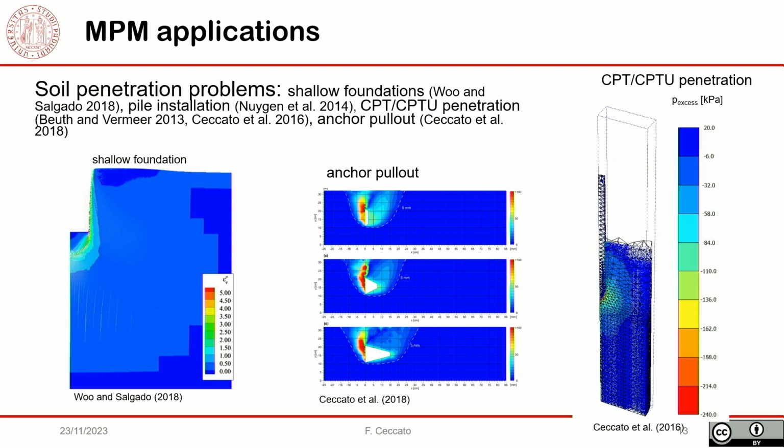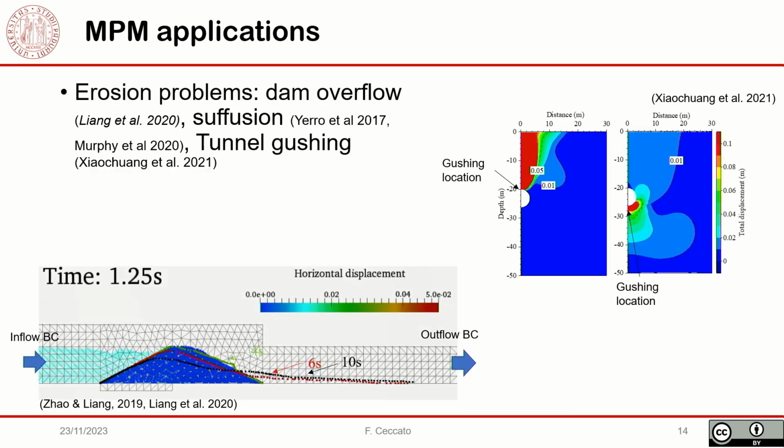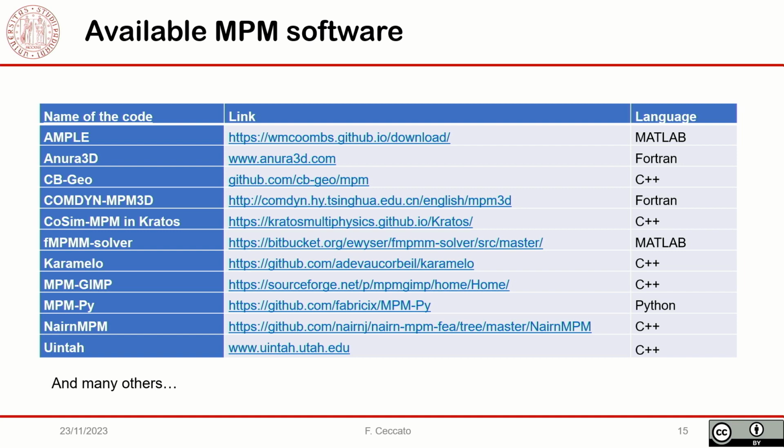Then other applications are soil penetration problems, shallow foundations, anchor pull-out, pile installation, or CPTU, or other installation problems. Then you can also simulate erosion, because there are these coupled multi-phase formulations, suffusion, tunnel gashing, and so on.